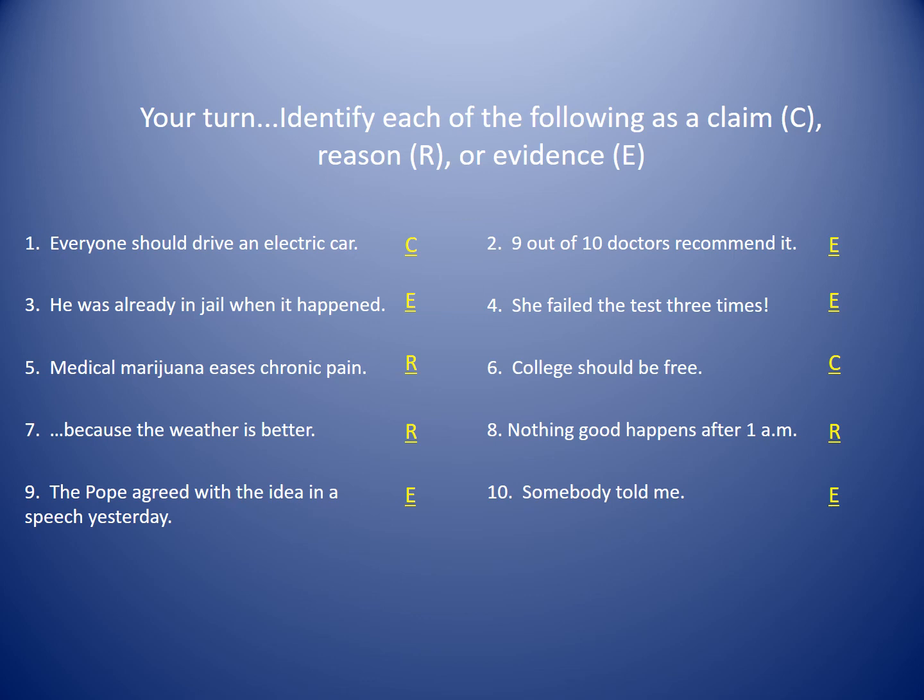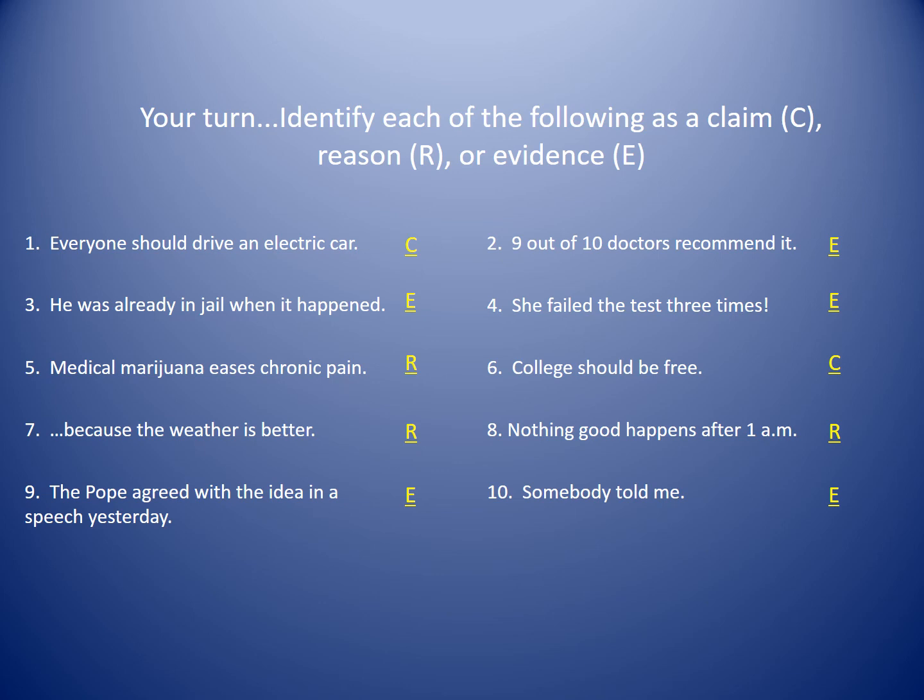Here are my answers to the items. I say my answers because depending on the context in which they're used, some of these could be classified differently. Number 1, everyone should drive an electric car. The presence of the word should suggests that this is a claim that needs to be proved. Numbers 2, 3, and 4, each of these is a fact which is easily verified. That's a common characteristic of evidence.